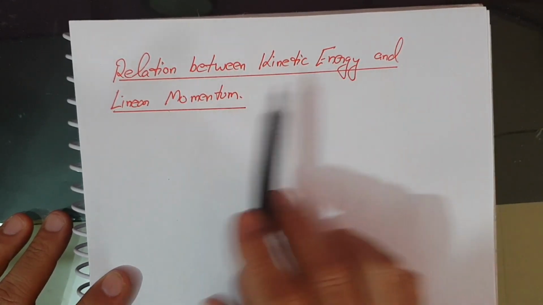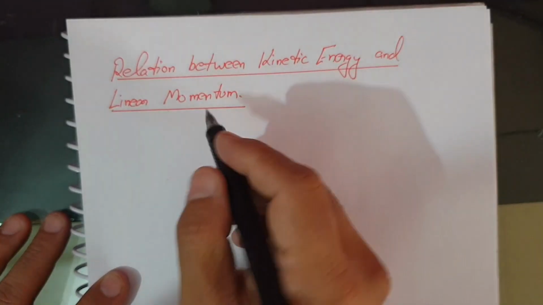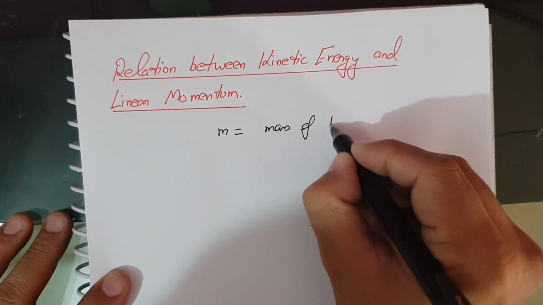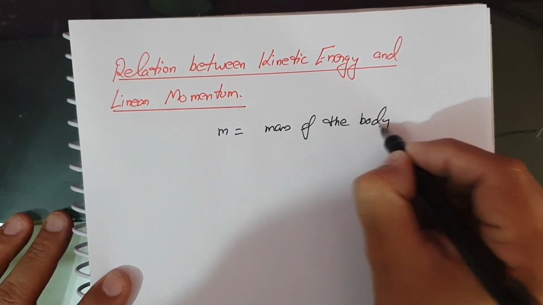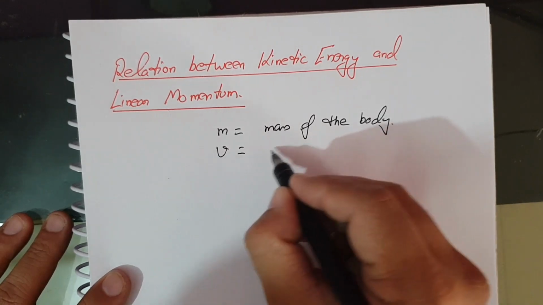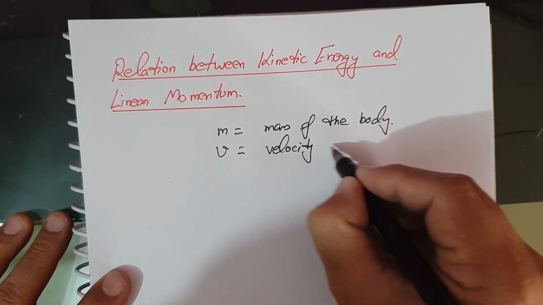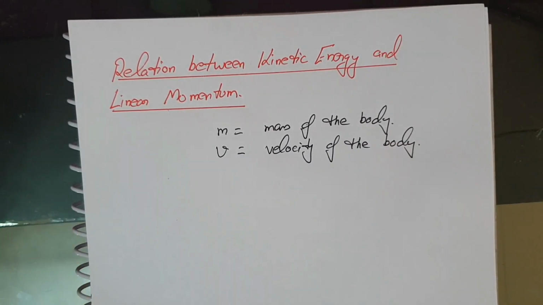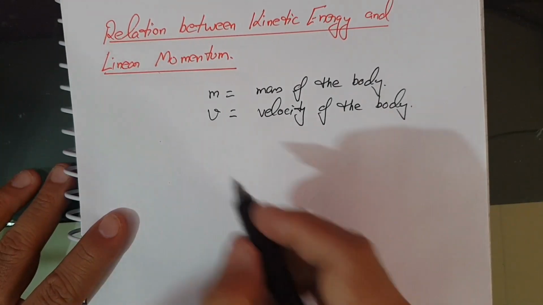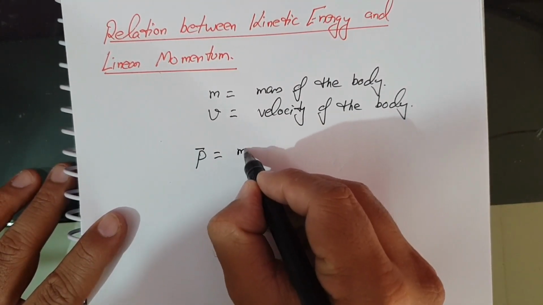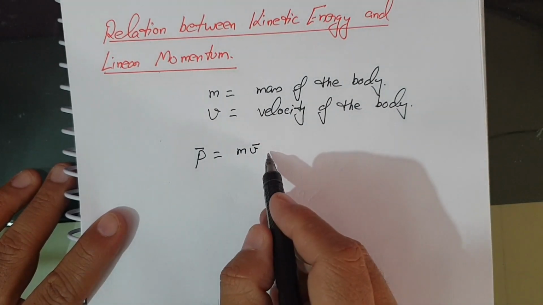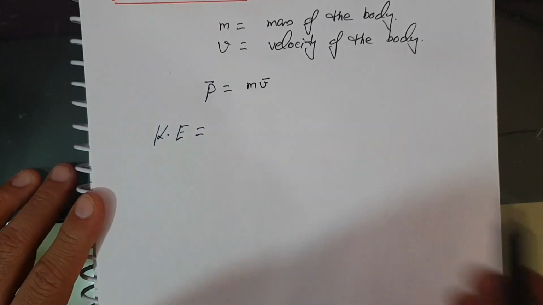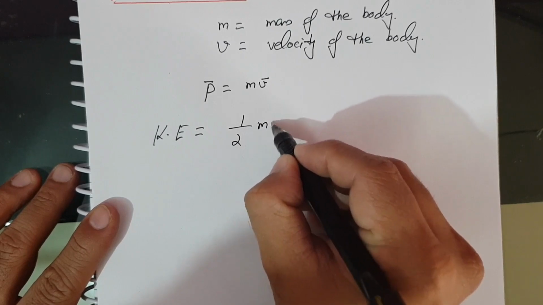Relation between kinetic energy and linear momentum. Let m be the mass of the body and v the velocity of the body. We know that linear momentum is written as p. This linear momentum p is a vector quantity, mv. And what is the kinetic energy? Kinetic energy is given by the formula half m v square.